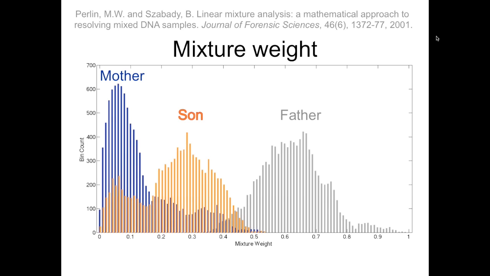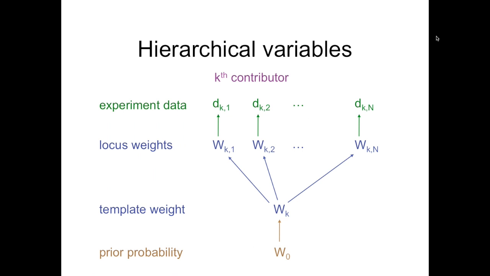And what this picture shows is that all parameters in TrueAllele are probability distributions. So here you're seeing the shape of the bell-shaped curve for the three mixture weights of this template. Now, it's not enough for accurate modeling to just give the mixture weight of the template. We can do a lot more, and that's done with hierarchical modeling.